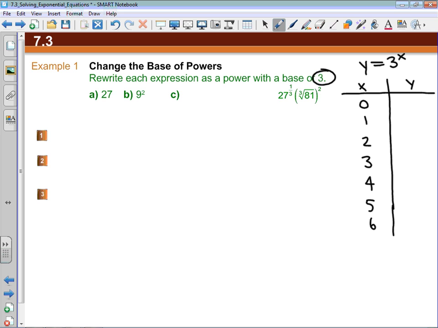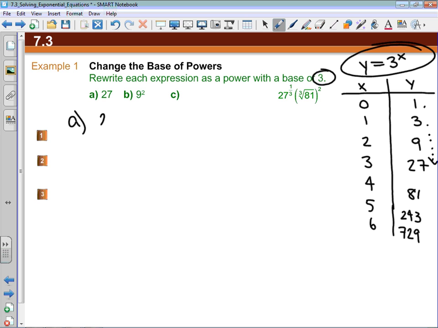So 3 to the power of 0 is 1, 3 to the power of 1 is 3, then we have 9, 27, 81, 243, and 729. Now, really importantly, remember what equation we put this into. It was y equals 3 to the power of x. So 1 is 3 to the power of 0, 3 is 3 to the power of 1, and so on down that list.